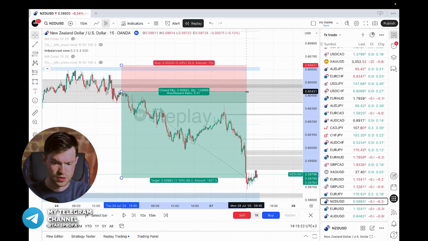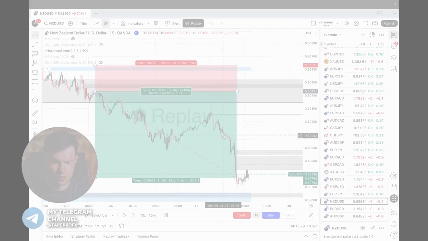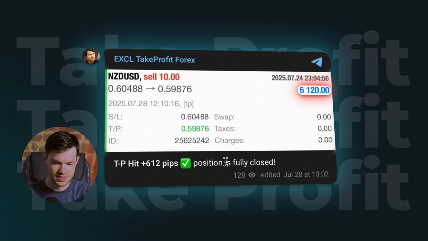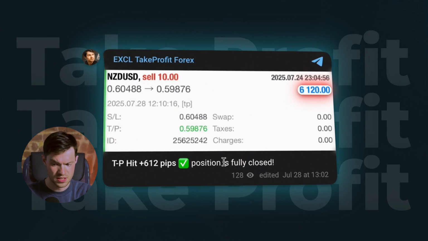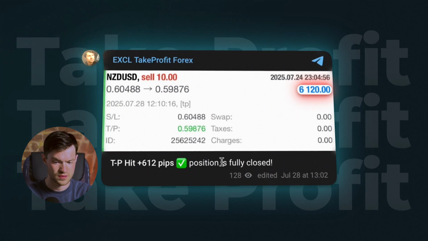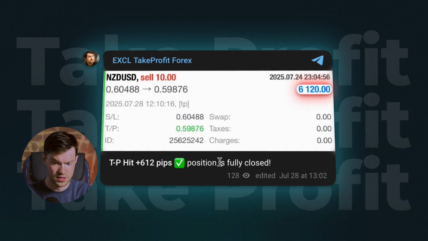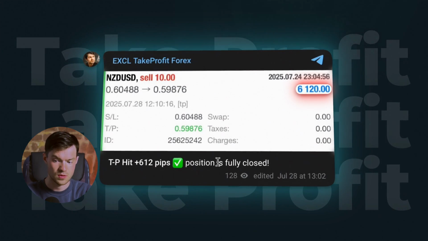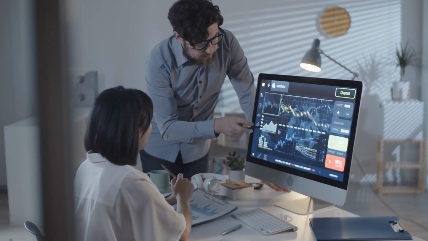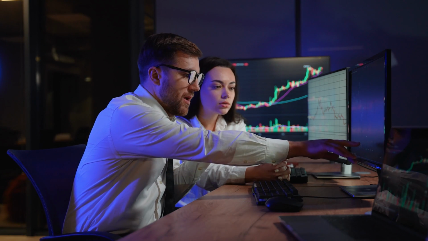The price successfully reached my take profit. With a result, I also congratulated my subscribers in my Signal Telegram channel, because on this trade we took as much as 612 pips of net movement with one take. That made me 6,120.